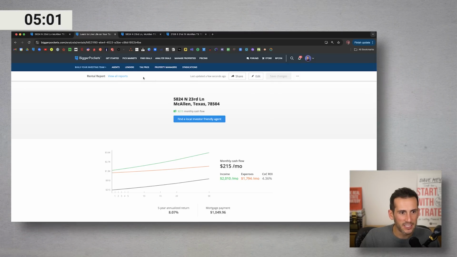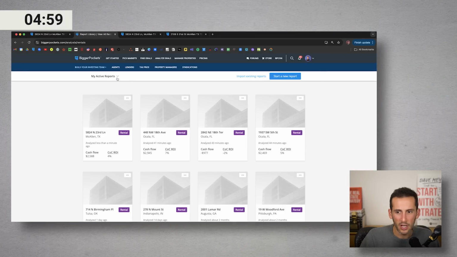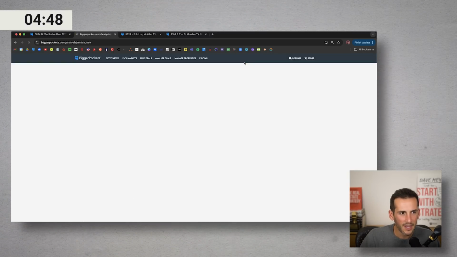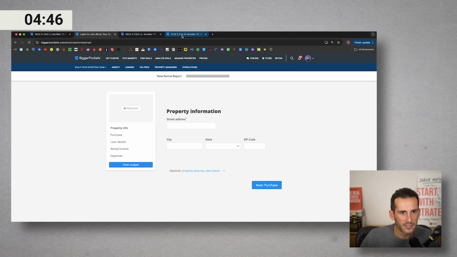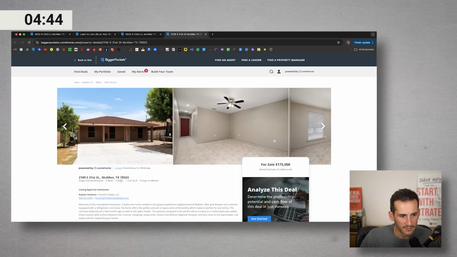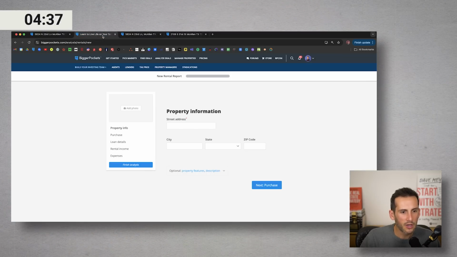I'm going to save these changes and I'm actually just going to go look at this other deal because I have, let's see, how much time? I have 5 minutes left. Now I feel relaxed. All right, I'm going to start a new report and we are going to go to our second cheaper deal. So this was 2109 in McAllen. This is 175 and 1450. So let's plug in our information here.